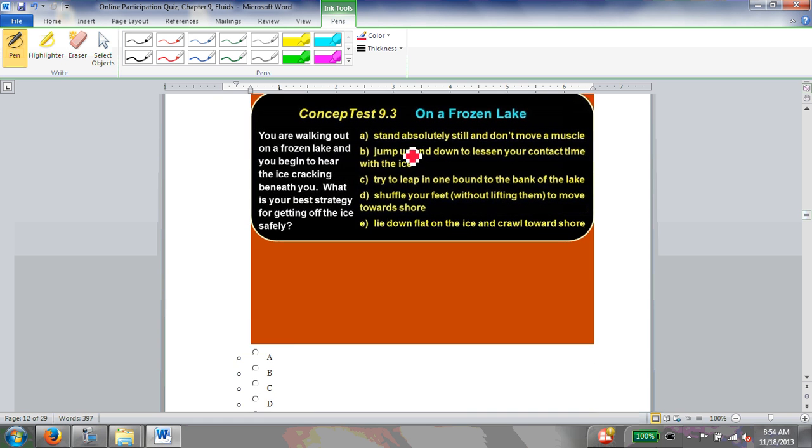Walking out on a frozen lake, you begin to hear the ice cracking beneath you. The best strategy is to lie down flat. All right, pressure equals force over area. If you lie down flat, you increase that area and decrease the pressure.